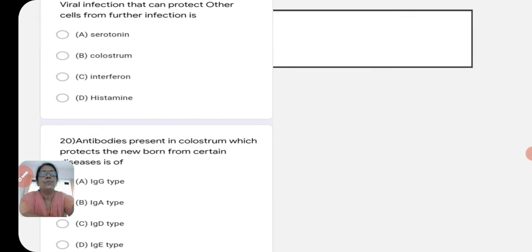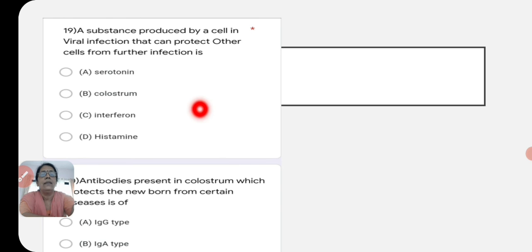The substance produced by a cell in a viral infection that can protect other cells from further infection is which one? Interferon, histamine, serotonin, or colostrum. A substance produced by a cell especially in a viral infection, interferon works. So your answer should be interferon.